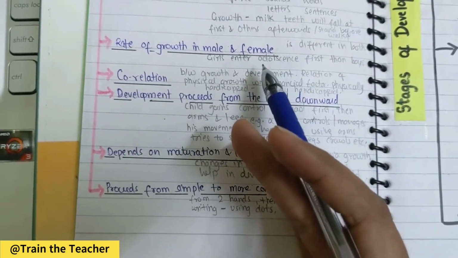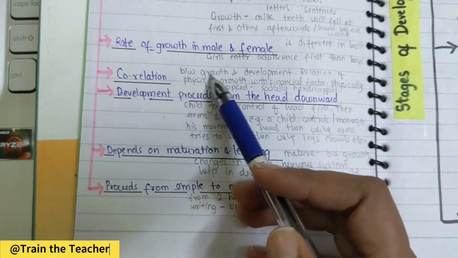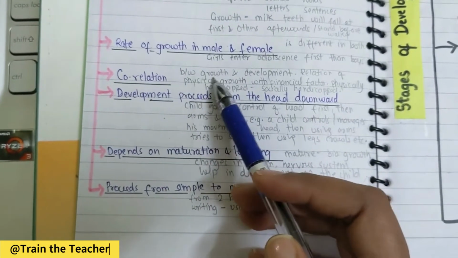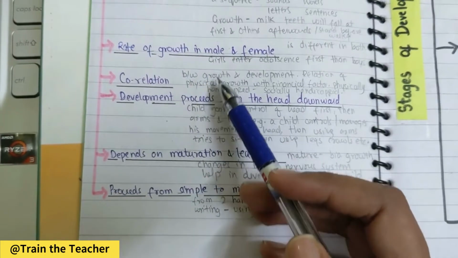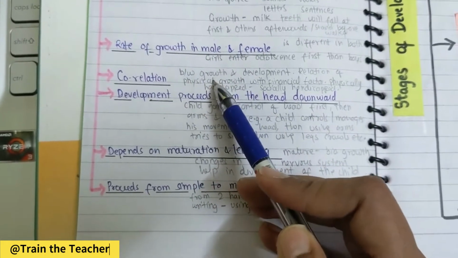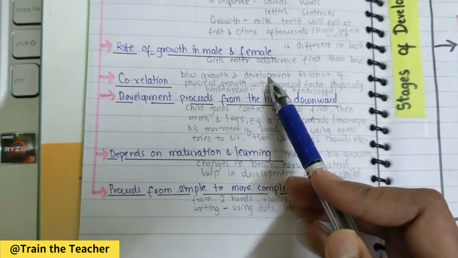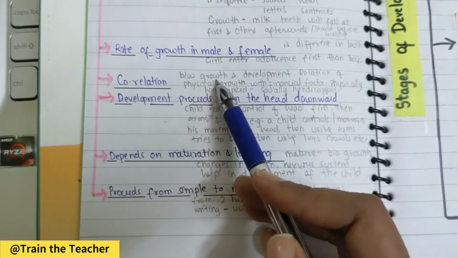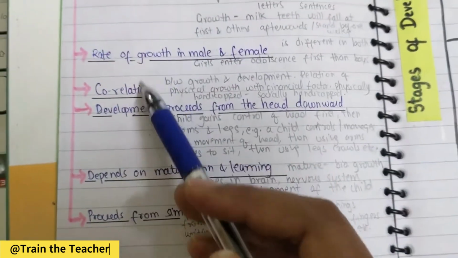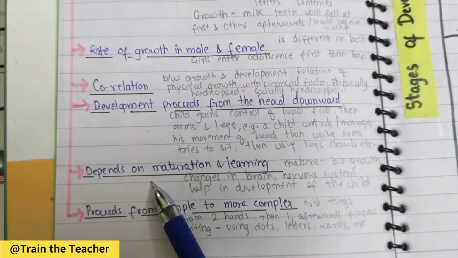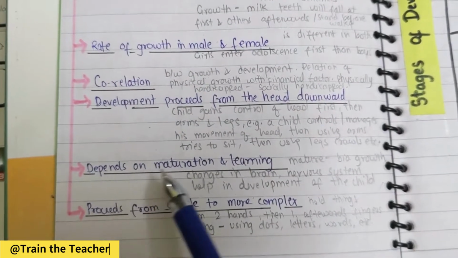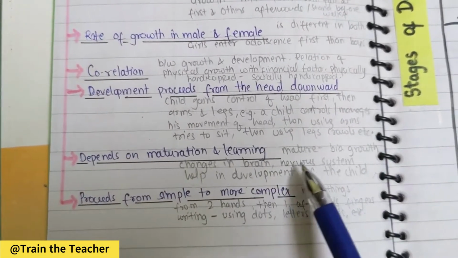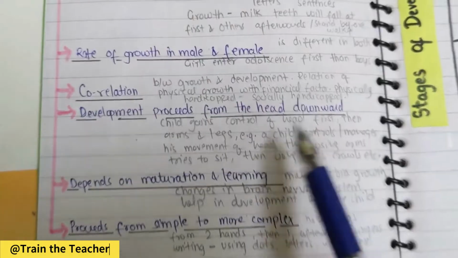Now, obviously, there is a direct connection because they have not grown. Their nervous system has not been able to grow, and that's why they are not able to develop. They are 20 years old, but still they behave like kids because of the physical growth. So again, these 2 points are very much connected. Development depends on maturity and learning. So again, the similar points: changes in brain and nervous system help in development of the child.